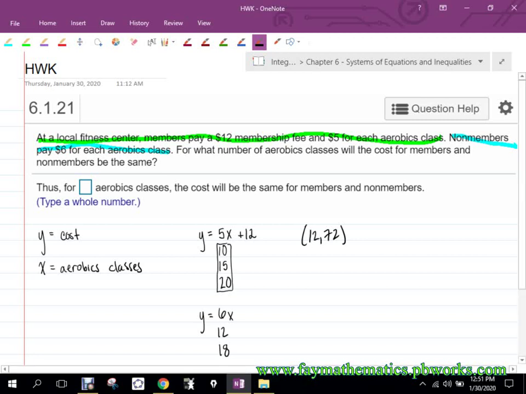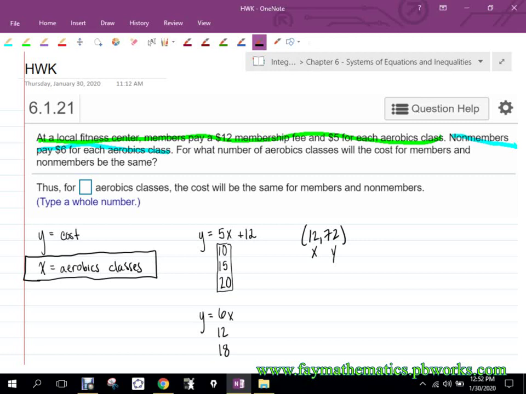Well, remember, 12 is an x value, right? 72 is a y value. If I come over here, 12 must be the number of aerobics classes. Does that make sense? And then the 72 must be the cost when we take 12 aerobics classes. Does everybody understand that? If I plug in 12 for both equations, 5 times 12 is 60, plus 12 is 72, right? 6 times 12 is 72 as well.